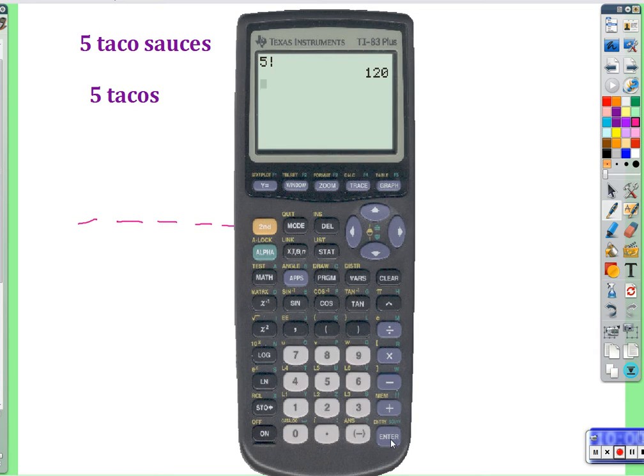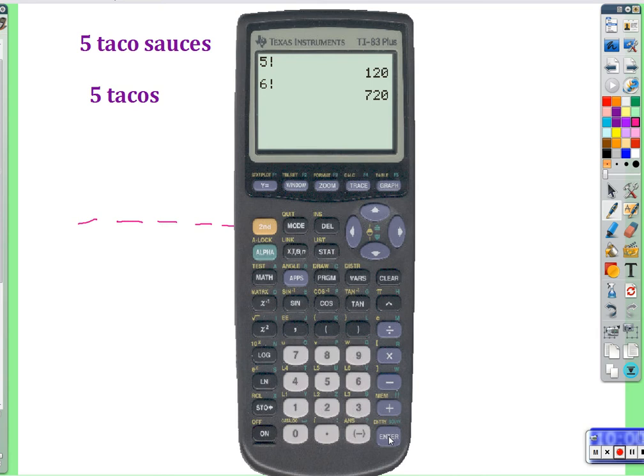Now, how much bigger do you think 6 factorial will be? Like a lot bigger, not that much bigger? A lot bigger. How many times bigger than this will it be? I mean, there's an exact number. 6 times bigger, right? 6 factorial is really 5 factorial times 6.